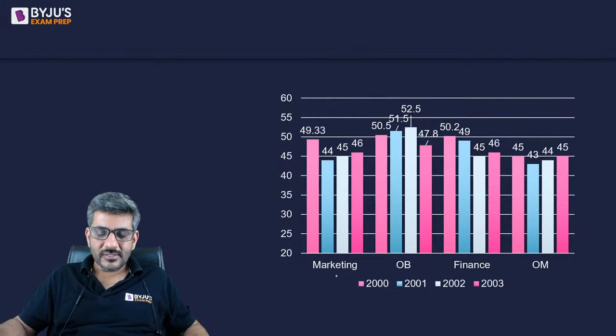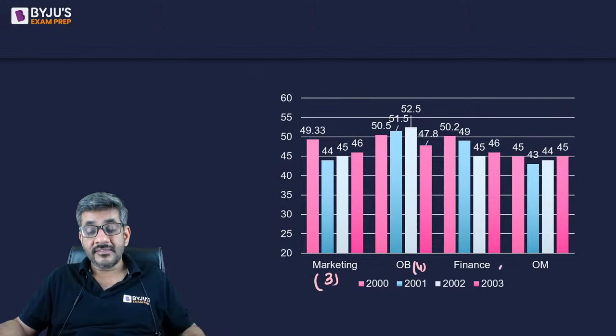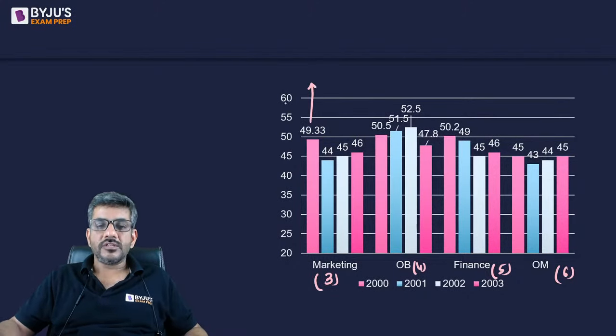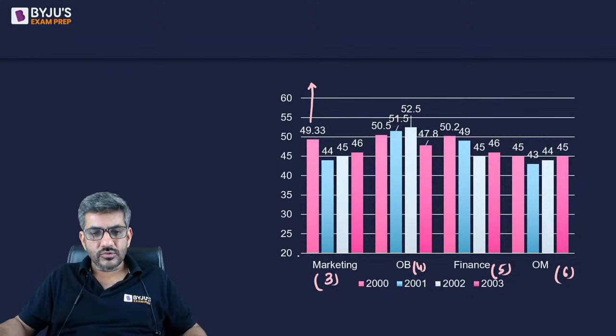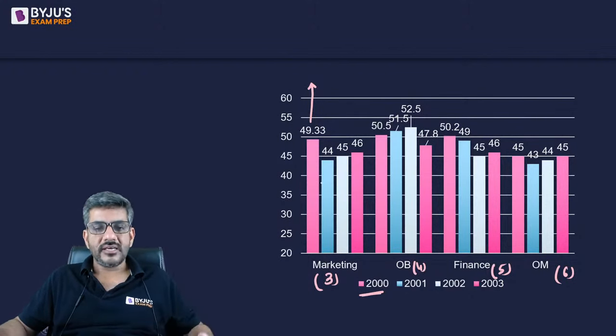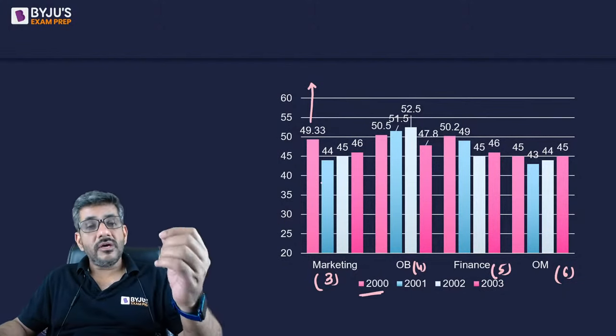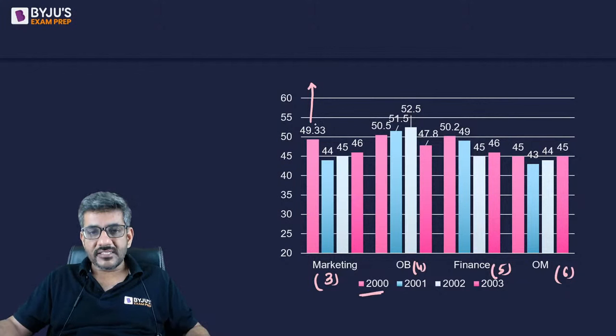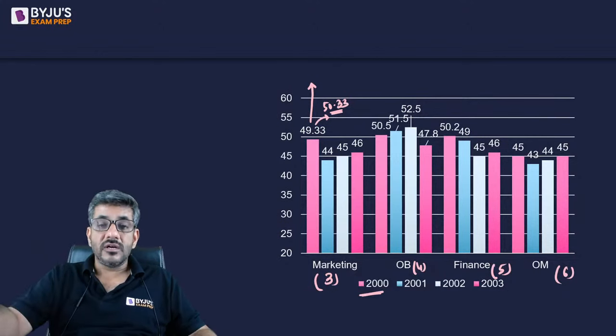So this graph is given to us. About the marketing department where we have 3 members, the OB department where we have 4 members, the finance department where we have 5 members, and the OM department where we have 6 members. There are 3 members in the marketing department and their average age was 49.33 in year 2000. It is given over here. My point is, if no one had retired or joined, next year this average age should have straight away become 50.33, isn't it? Every member would have grown old by 1 year.